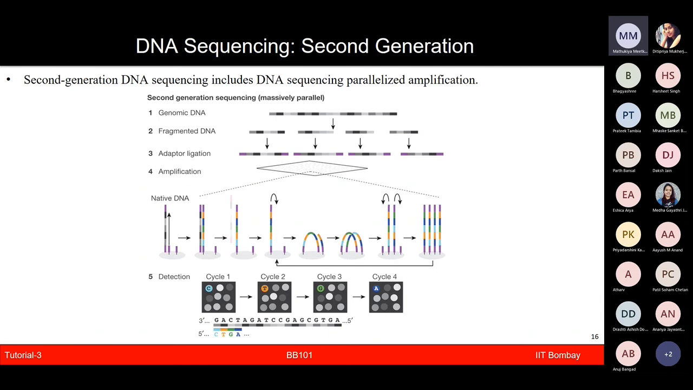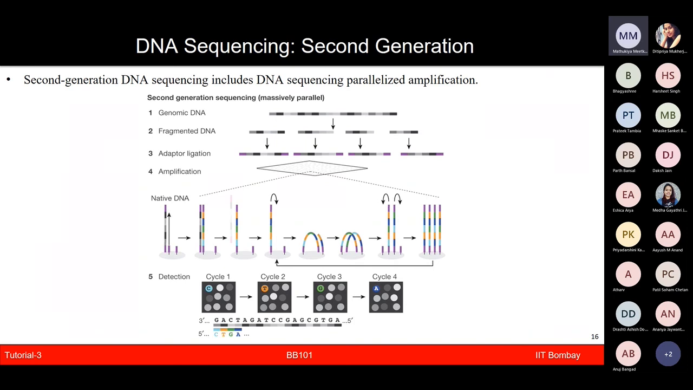So there are various platforms in today's date: Illumina, Ion Torrent, and I guess SOLiD also. These are basically second generation. They are a little bit varied in terms of what they do and how they do it. You can go on and read about it, but it's really high throughput. And the stitching is also done by the software.